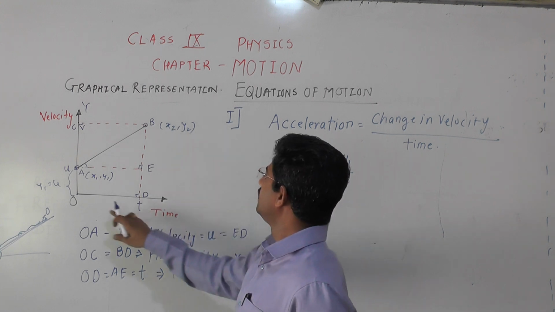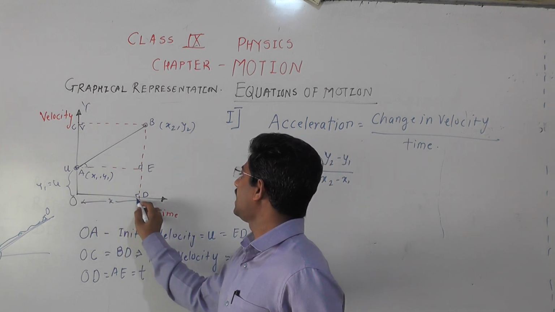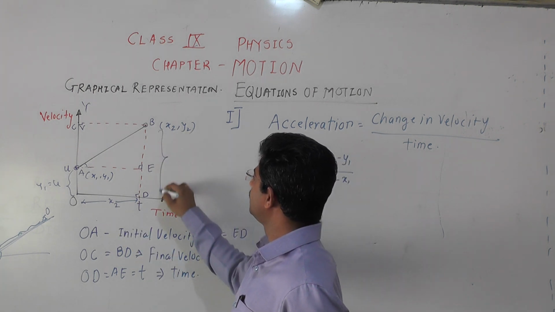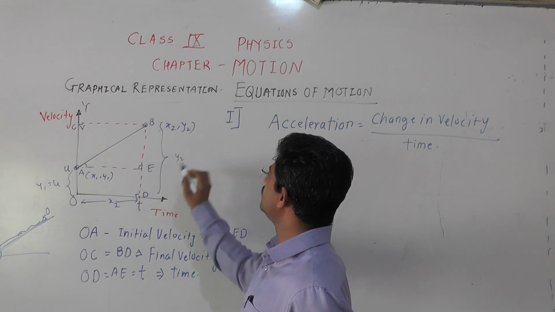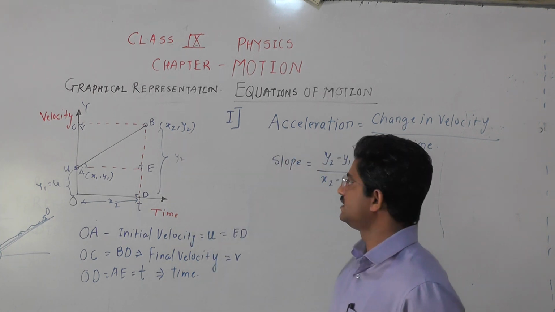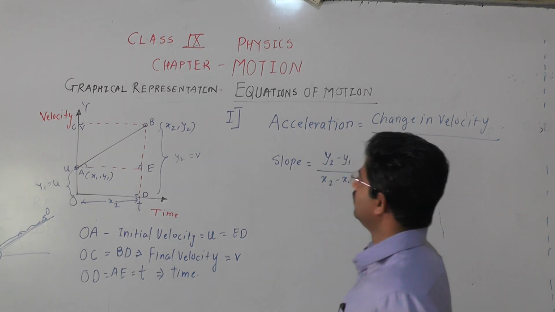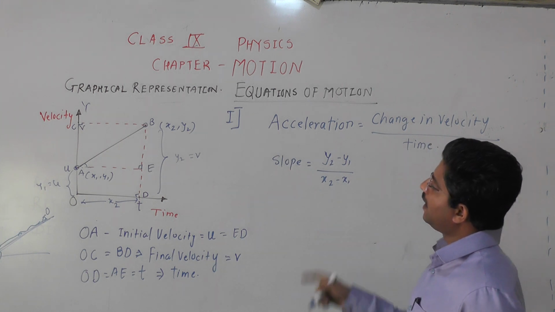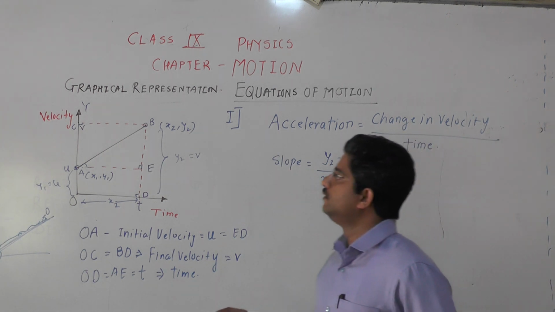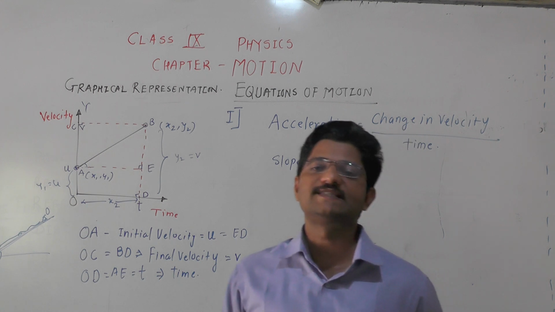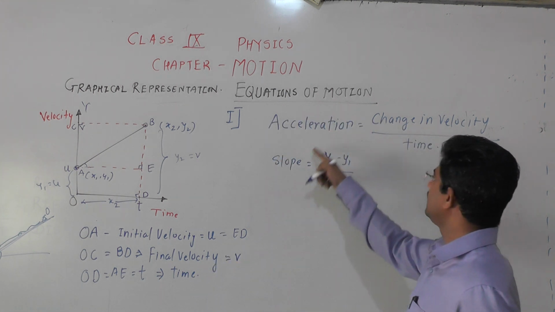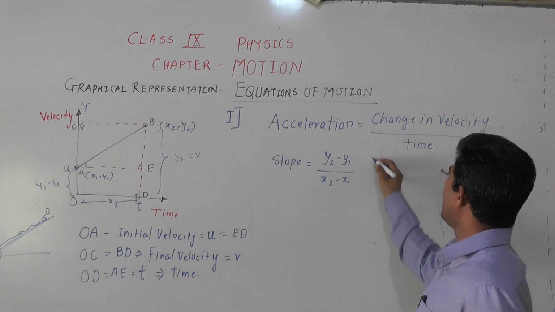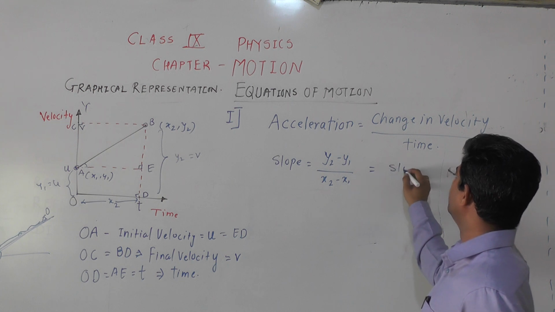And here, for this point, the value of x2 is t, and the value of y2 is this segment, which is equal to BD, which is nothing but v. So now substituting these values, in a velocity time graph, the slope represents the acceleration. So here we can say that both are equivalent for this velocity time graph. So here acceleration is equal to the slope.